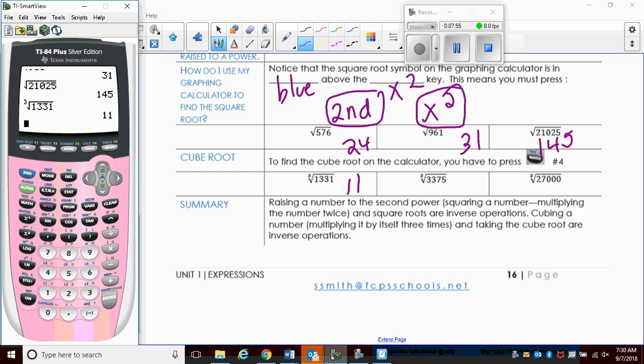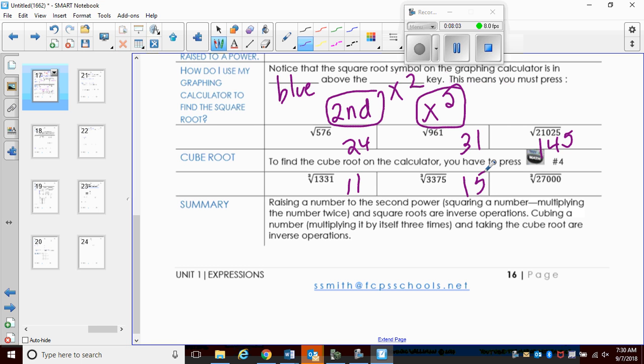If you keep going, for the cube root of 3,375, you get 15. For the cube root of 27,000, you get 30.